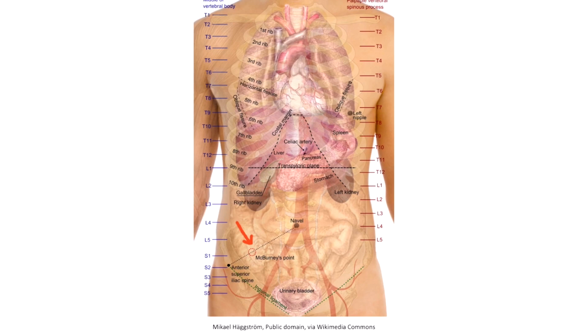This is called McBurney's point. It is 2/3 of the distance from the umbilicus to the right anterior superior iliac spine. Tenderness due to acute appendicitis is often localized in this region.